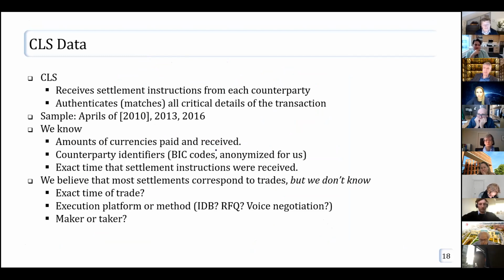My example was an interdealer limit order book, but it might be RFQ, might be a multilateral trading system, might be a voice broker. We don't know. We also don't know if it's maker or taker. So a lot of the characteristics here of the trade, we know very precisely, but some things that we would take for granted in a set of, say, equities data, we don't know.